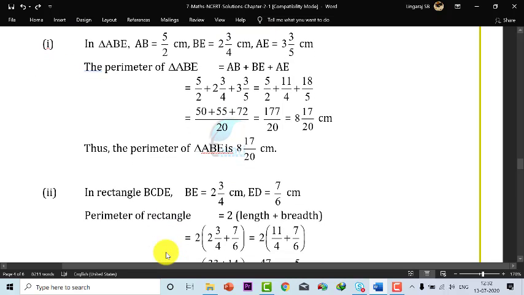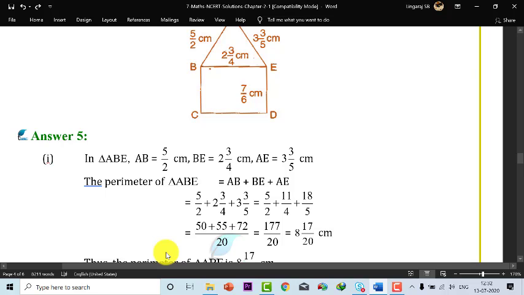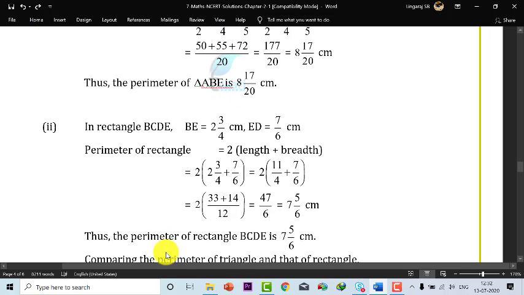So next we move to the second question. In rectangle BCDE, BE is equal to 2 3/4 centimeter, ED is equal to 7/6 centimeter. So the perimeter of a rectangle is equal to 2 into (length plus breadth). So see here in this question, BE is 2 3/4 centimeter and ED is 7/6 centimeter. We substitute these values: 2 of (2 3/4 plus 7/6). So convert this mixed to improper: 4 2s are 8 plus 3 is 11/4.